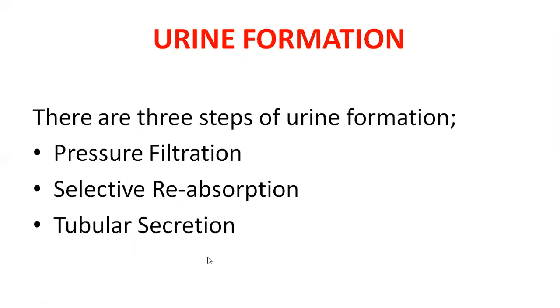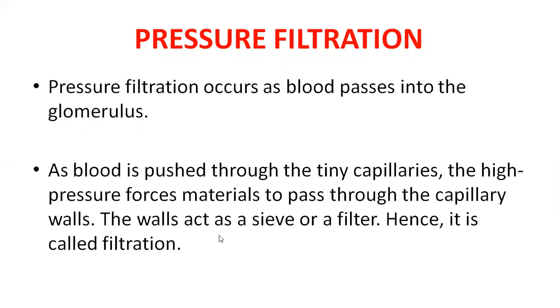main function of kidneys. The urine formation process occurs in three main steps. The first one is termed pressure filtration. The second one is termed selective reabsorption, and the third part of urine formation is termed tubular secretion. So my dear students, let's discuss each step one by one in detail.